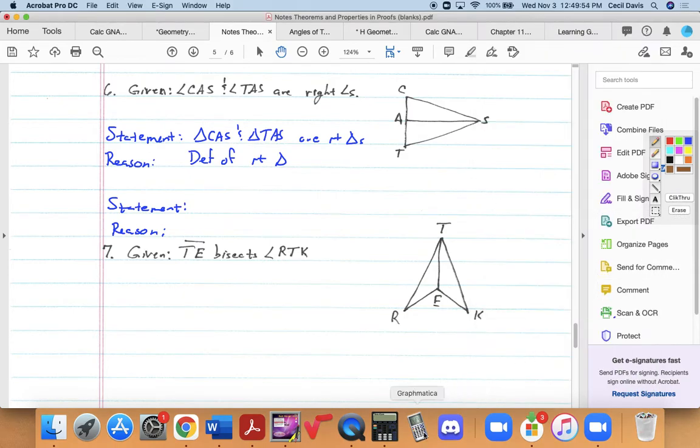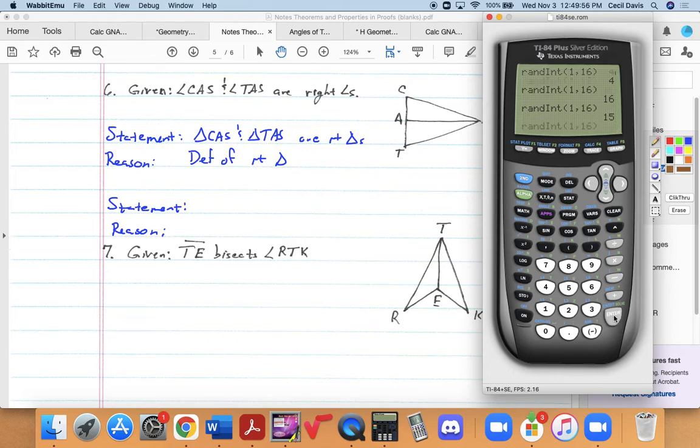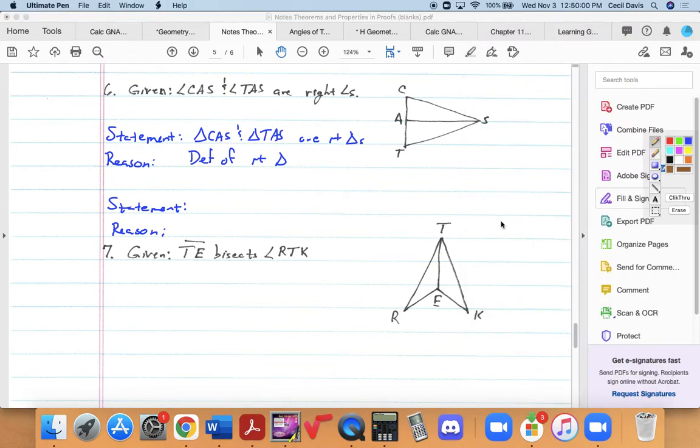All right, so I need somebody else for the other one. Let's see. Number 1. I have angle CAS is congruent to angle SAT. Yes. And what's your reason? All right angles are congruent. Very good. All right angles are congruent.